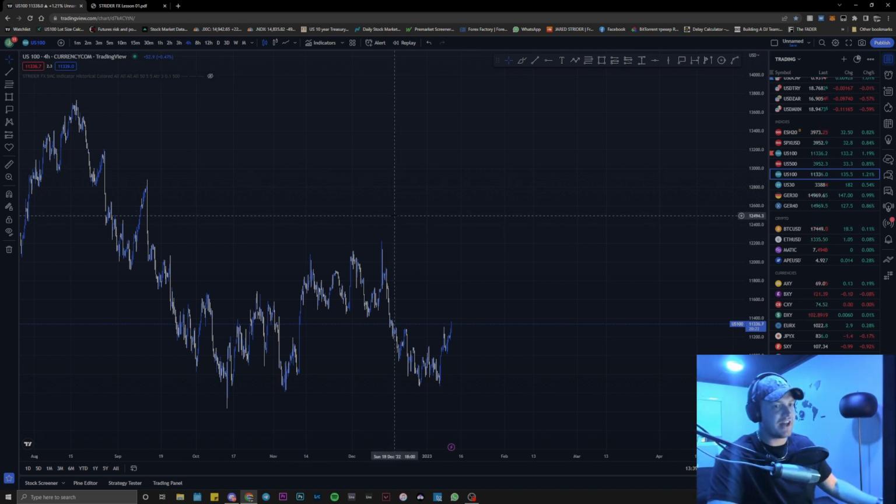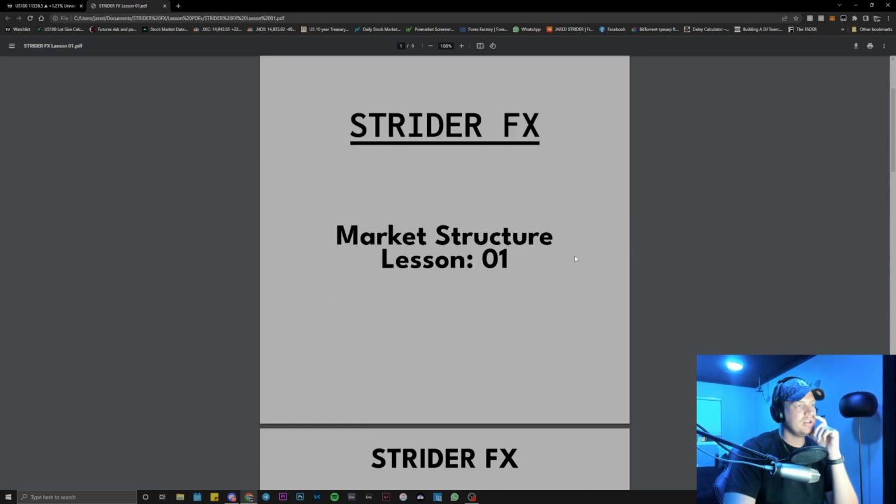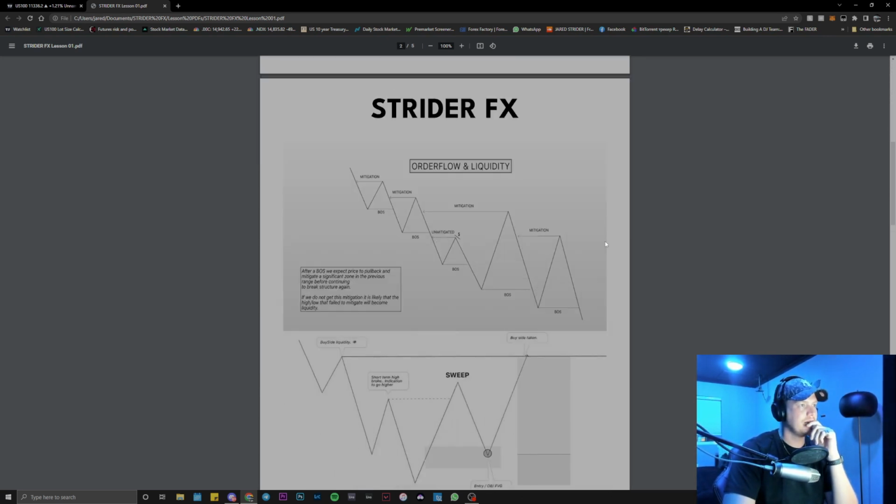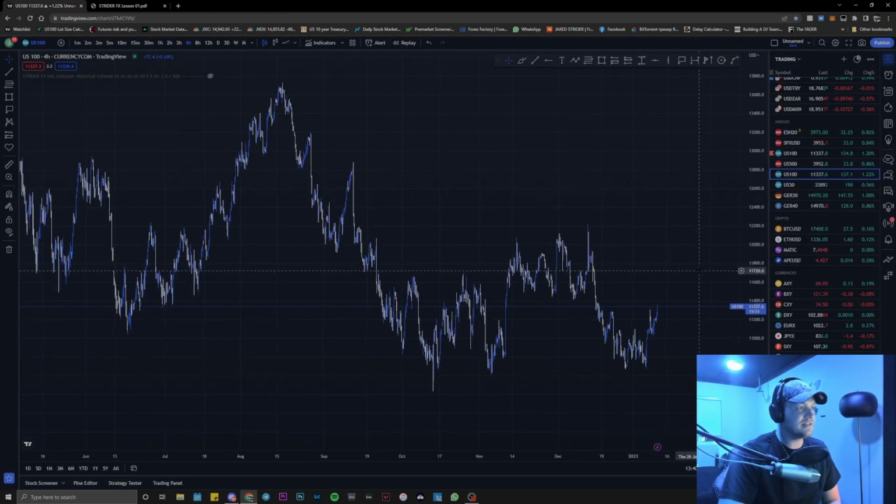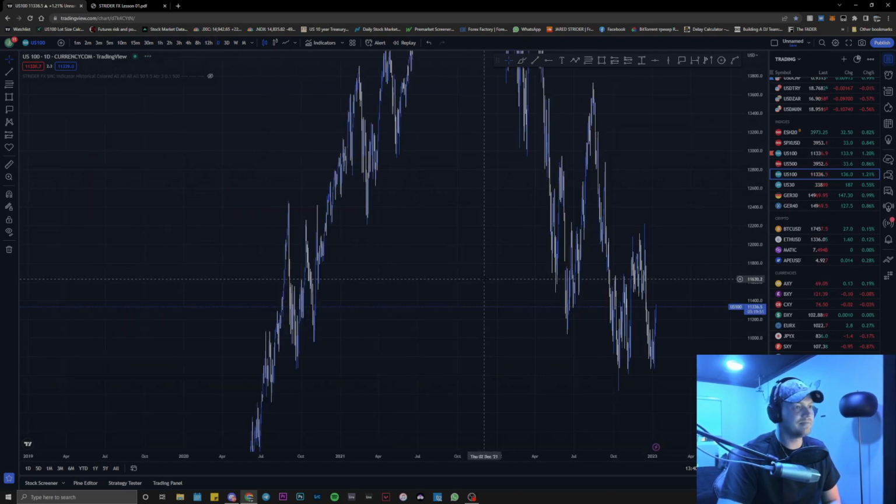Okay, now with that information and knowledge, we can move on to leveraging that in our favor. First of all, after a break of structure, we expect price to pull back and mitigate a significant zone in the previous range before continuing to break structure again. So what that means is, go back to the daily.